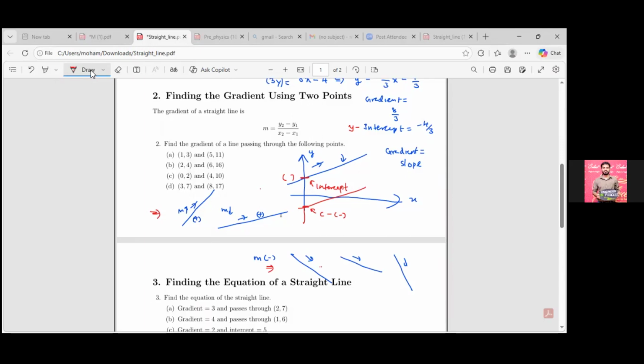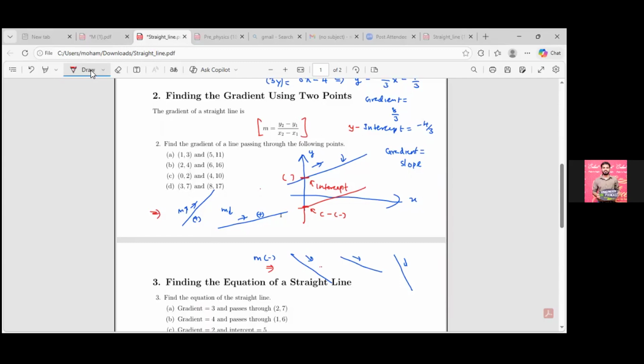So in a straight line, now if you take a straight line, we can find the gradient of the straight line using this relationship: m equals y2 minus y1 over x2 minus x1. We can use this relationship to find the gradient. What does it even mean? What does this relationship mean?